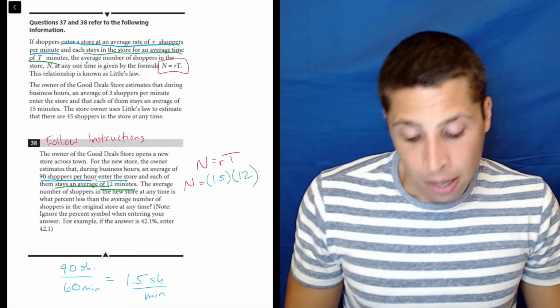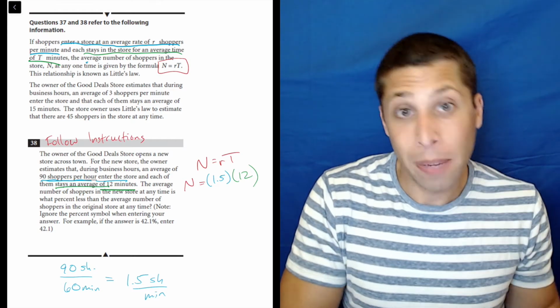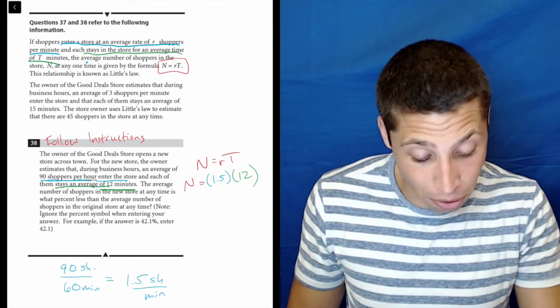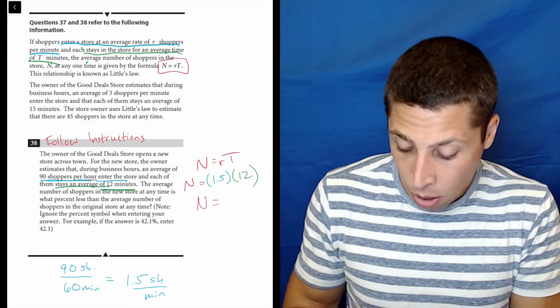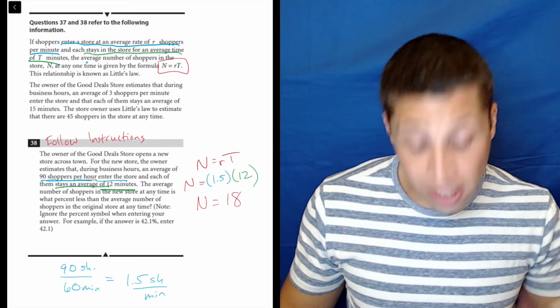And this is following instruction 2, right? If we have a formula and we have 2 of the 3 pieces of that formula, it's kind of an implied instruction that we should probably solve for the third. So let's just multiply. 1.5 times 12 is 18. Okay. So that's the new store.